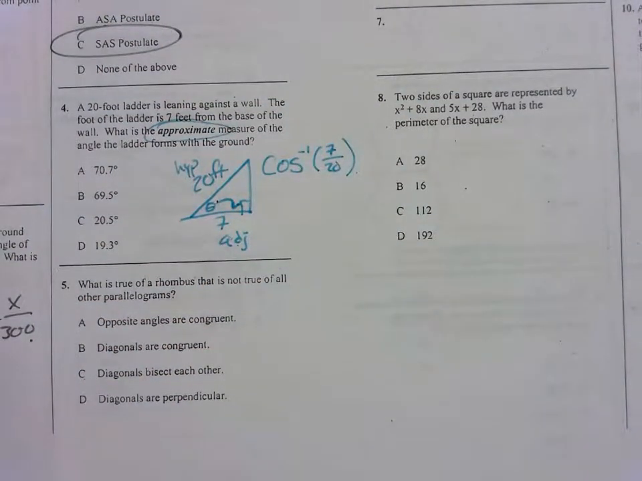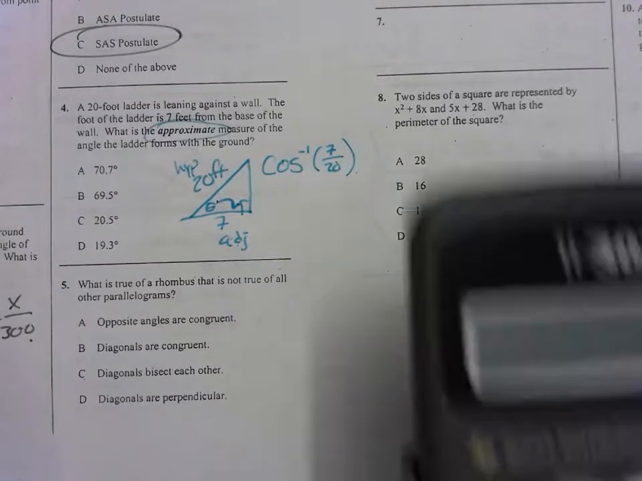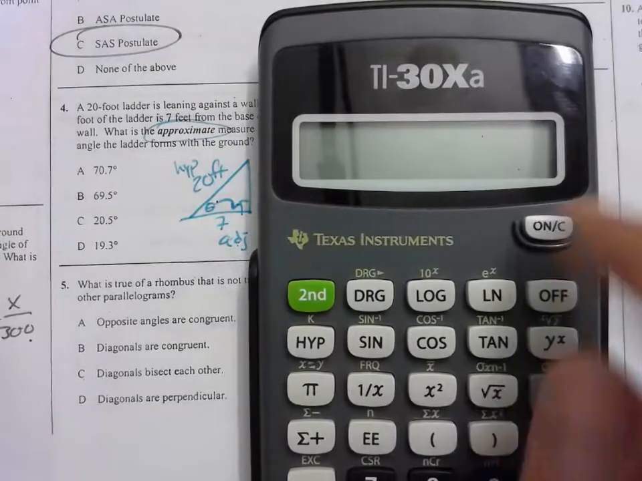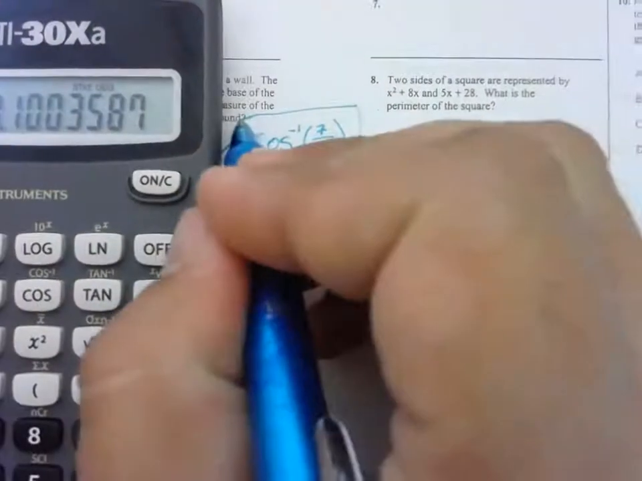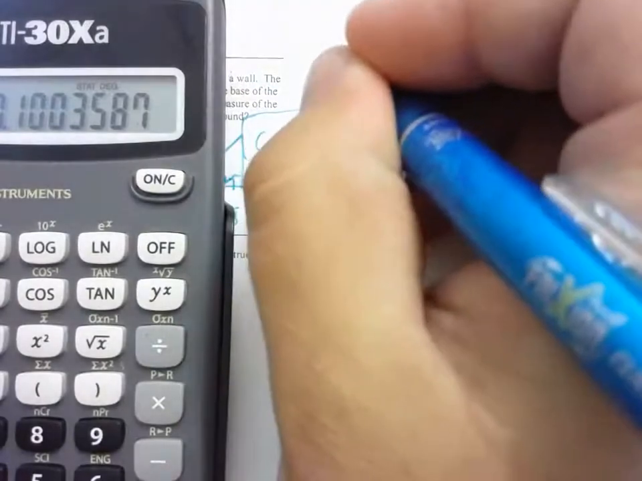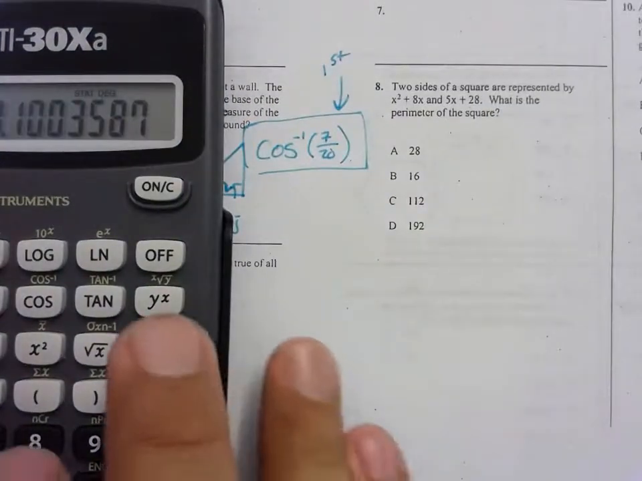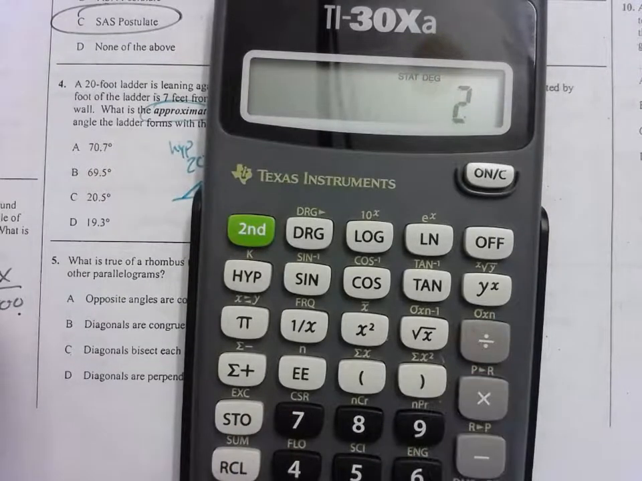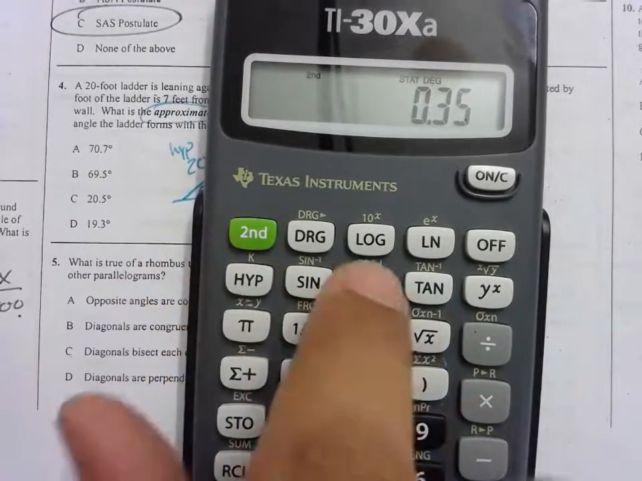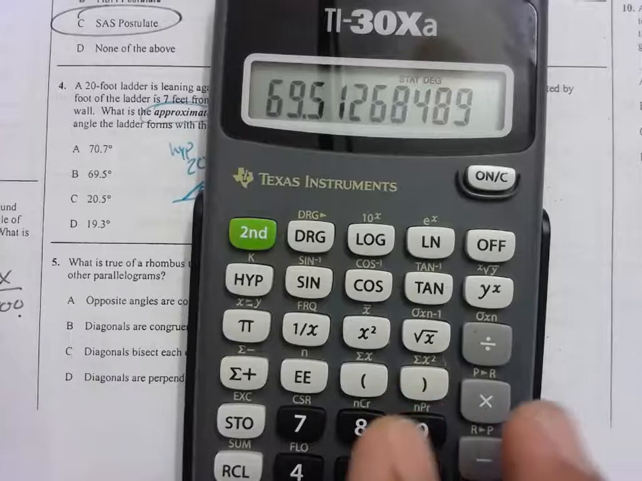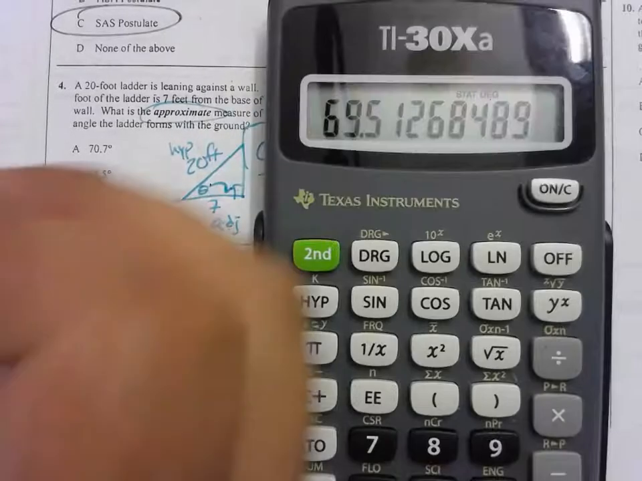Now plug in the calculator. In the calculator, you are going to do exactly how it says, except when you get to the trig function, you have to do the number first. So I'm going to do that fraction first. 7 divided by 20 and hit equals. Then it's inverse cosine. So it's second cosine, hit equals. There's your answer, 69.51, which is B.